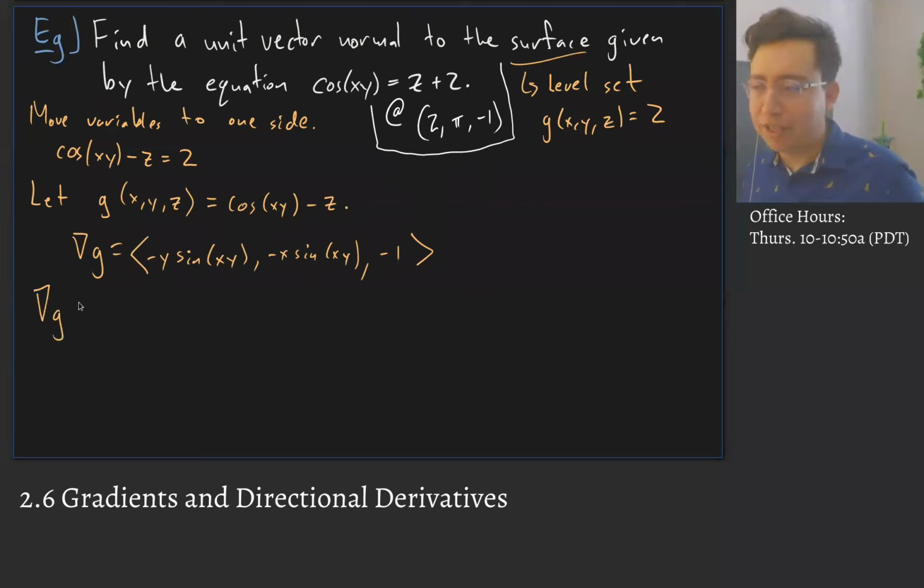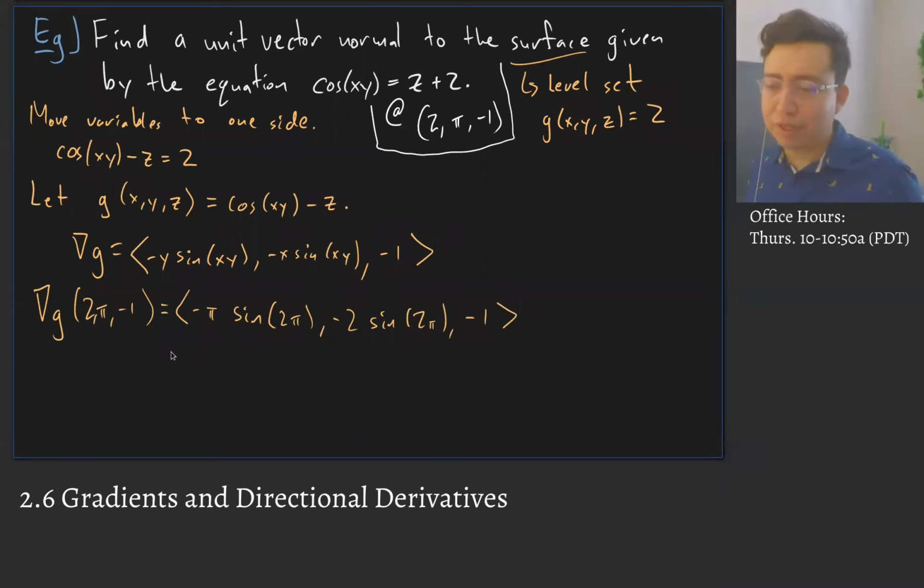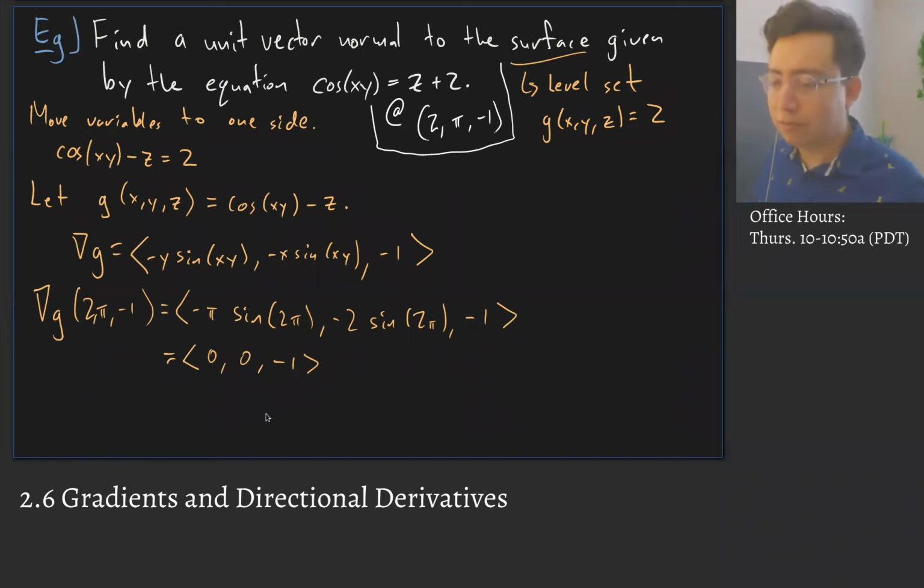So the gradient of g at 2, pi, -1. Now we plug all of this in, so we get negative pi sine of 2 pi, negative 2 sine of 2 pi, and then -1. And because there's trig stuff and we're plugging in pi's, both of these terms end up disappearing. So we just get 0, 0, -1. Okay. Cool.